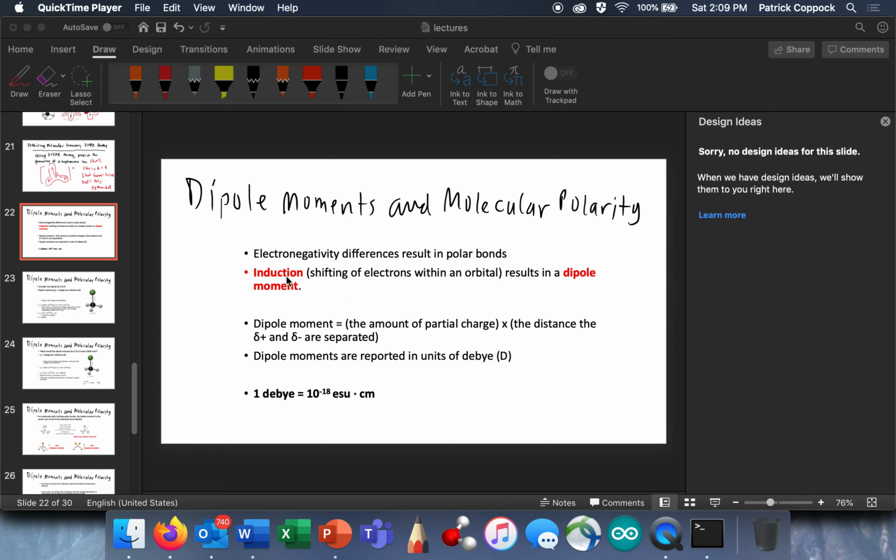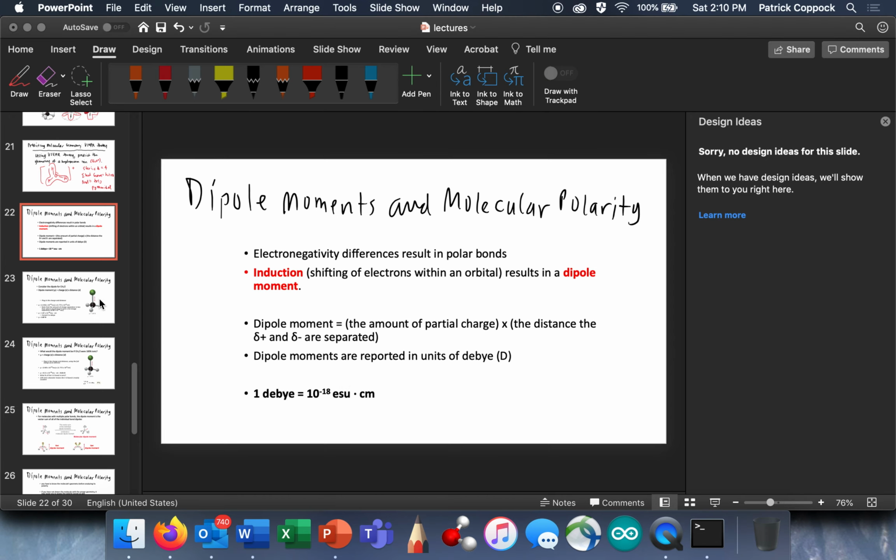Okay, so we'll be talking about induction a lot this semester. Right now, let's just start out with a rudimentary definition. Now, a dipole moment actually has a physical definition, and that is the amount of partial charge times the distance that the partial charges are separated. Dipole moments are reported in units of debye, and I'm going to walk through this math here with you, but I will say this: it is not critical that you deeply appreciate this. There is a superficial message that we need to get from this, and so I ask you to watch out for that as we move along.